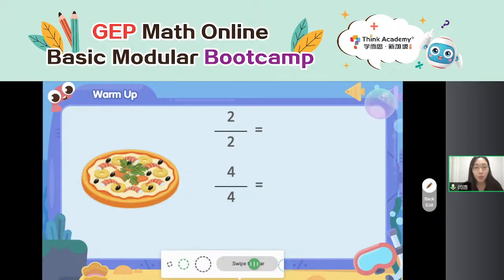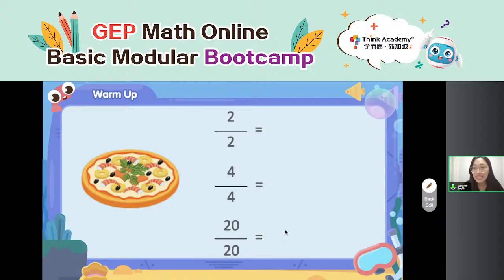Okay, and then let me show you more. Then what about 20 out of 20? What is the meaning of 20 out of 20? Now I have so many friends I need to share with them, right? So for the first thing, I need to cut them into 20 equal pieces. And then I can take 20 pieces.